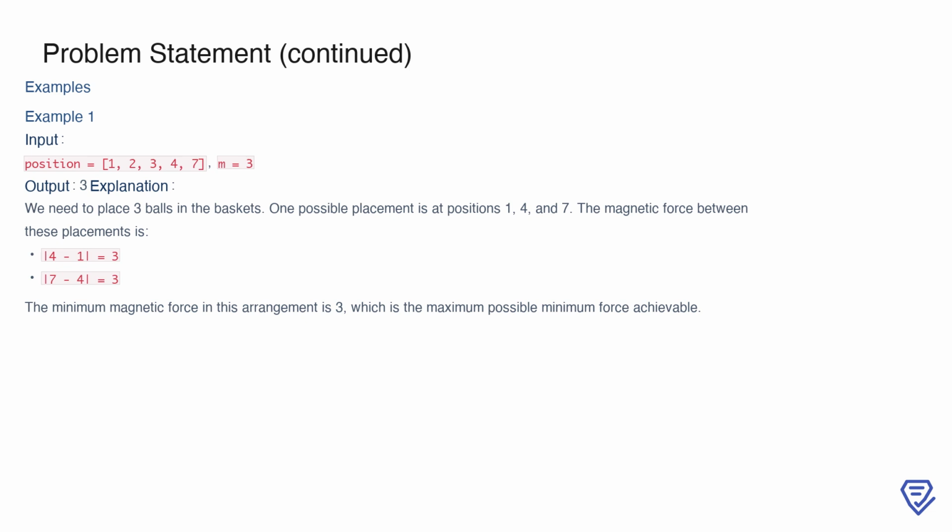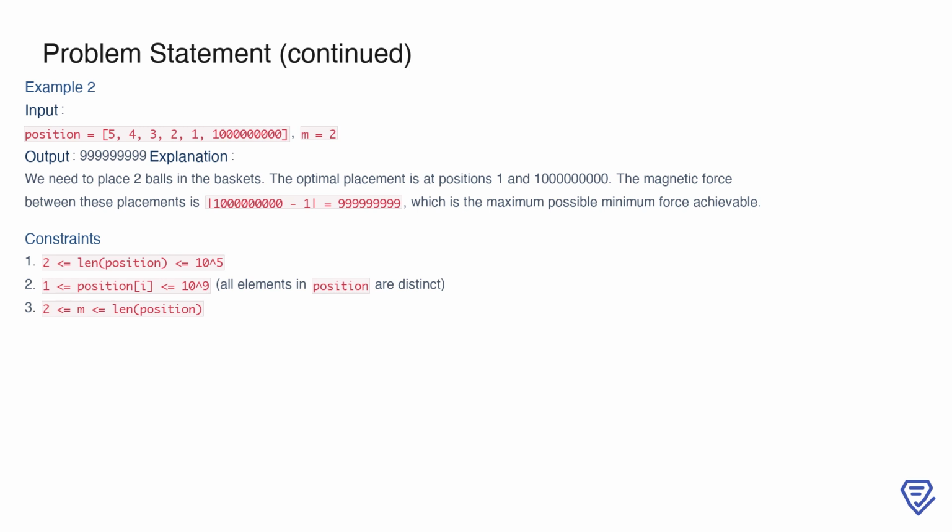this minimum force. In another example, suppose the input is position equals [5, 4, 3, 2, 1, 1000000000], and m equals 2. Here, there are 6 baskets, and we need to place 2 balls. The optimal placement is to put one ball at position 1 and the other at position 1 billion, which is the farthest possible distance between any two baskets. The magnetic force in this case is 1000000000 - 1 equals 999999999. Since we only need to place 2 balls, this is the maximum possible minimum magnetic force.